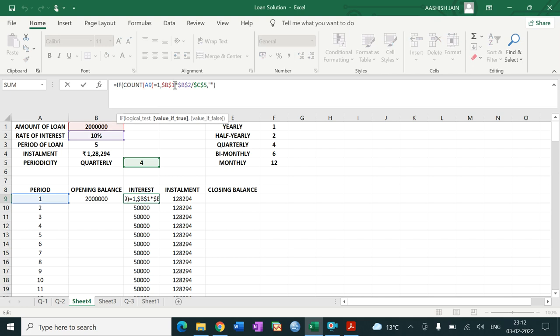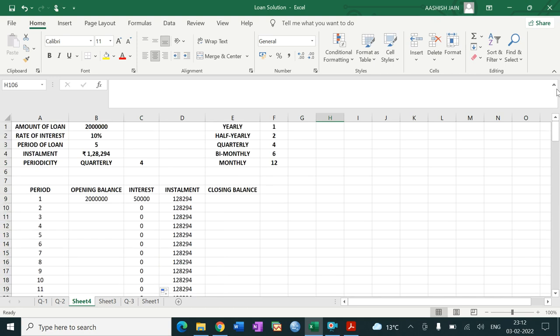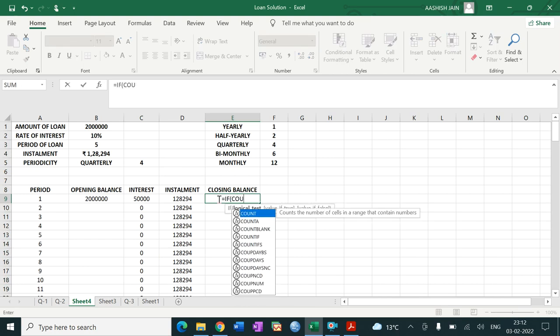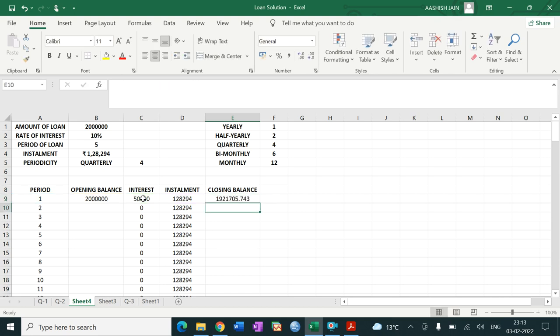So again, sorry, I have just taken this value. Actually, I need to take this value, and then calculate the amount of closing balance. If count of this cell is equal to one, then how do we calculate the closing balance? That is this minus the amount of installment, that is D9, minus the interest, otherwise it would be blank, right? So this is a way of calculating the amount of closing balance.